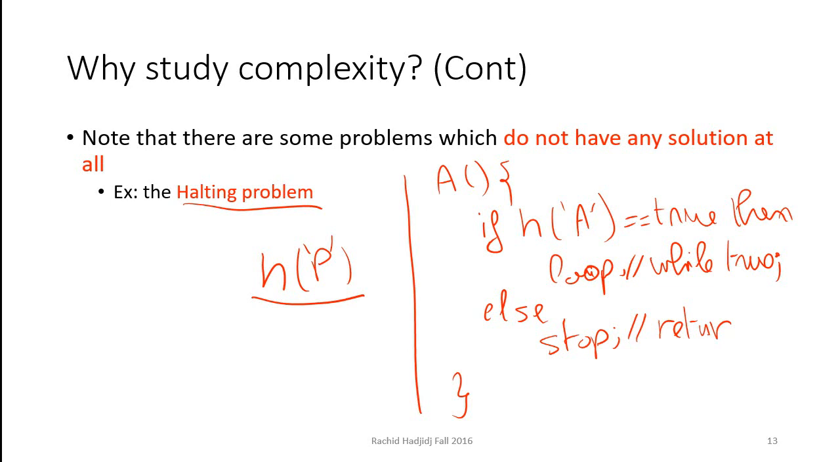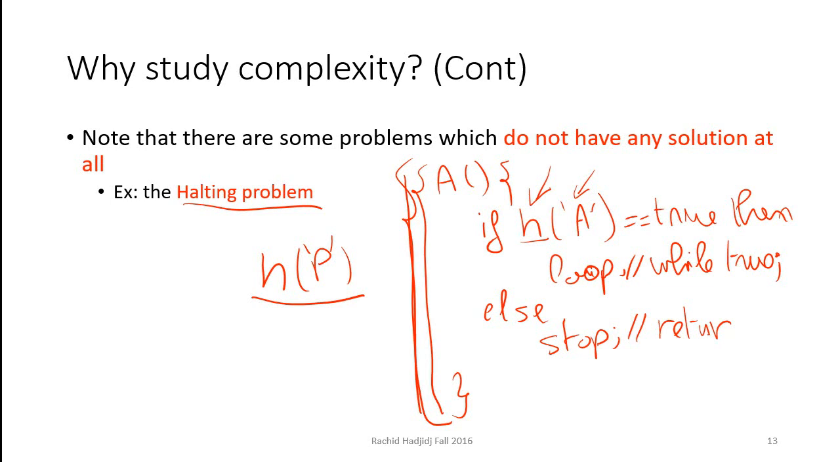So what this program does, as you can see, it doesn't take any parameter, so it's going to be either stopping or not stopping. So it's not influenced by an input. And this program does the following. It calls the function h, or the program h, which is supposed to exist, and gives it as a parameter the program A itself, the whole program. It's given as a string to the program h. Now, since h exists, it will be able to tell us if this program A stops or not.